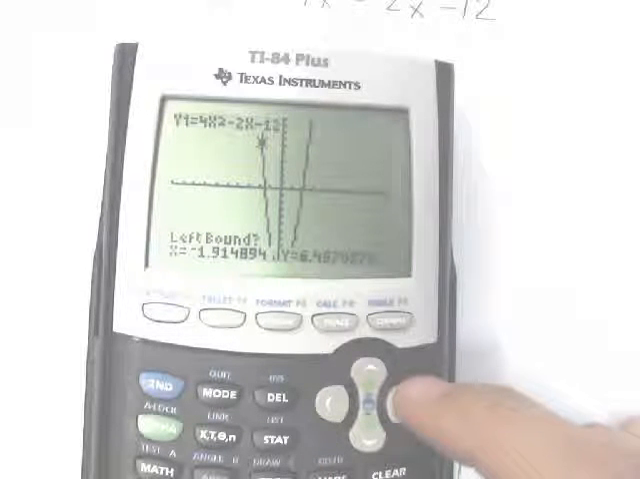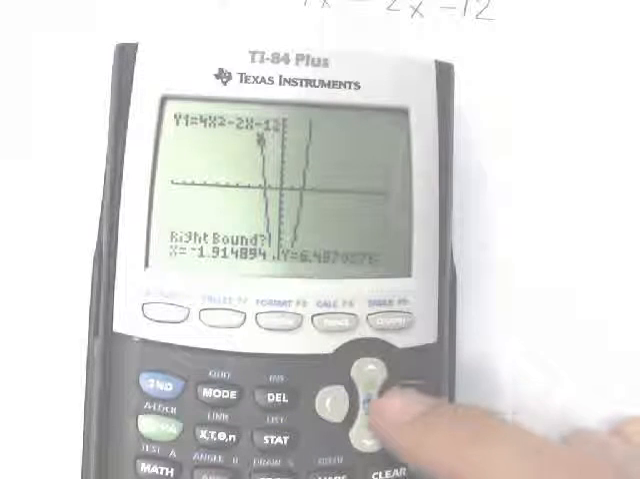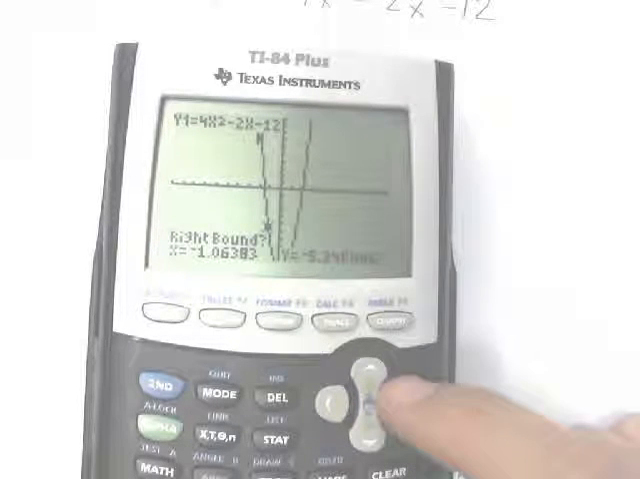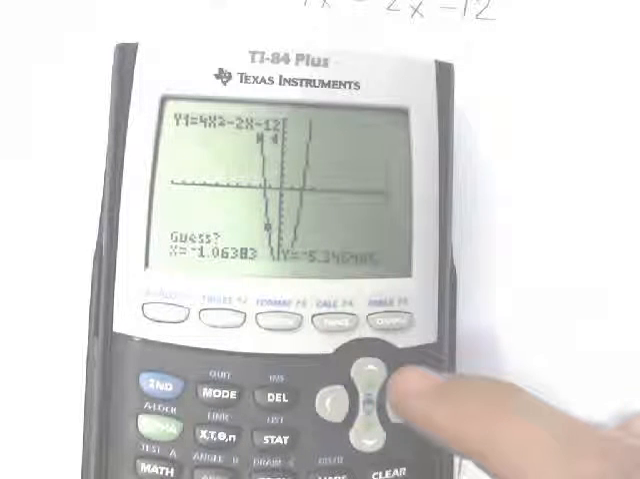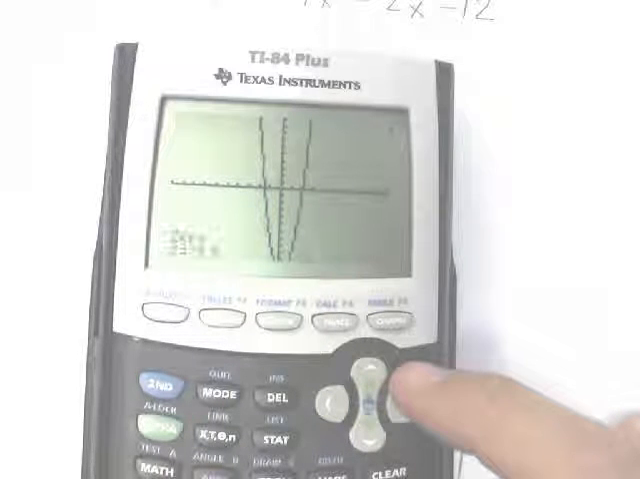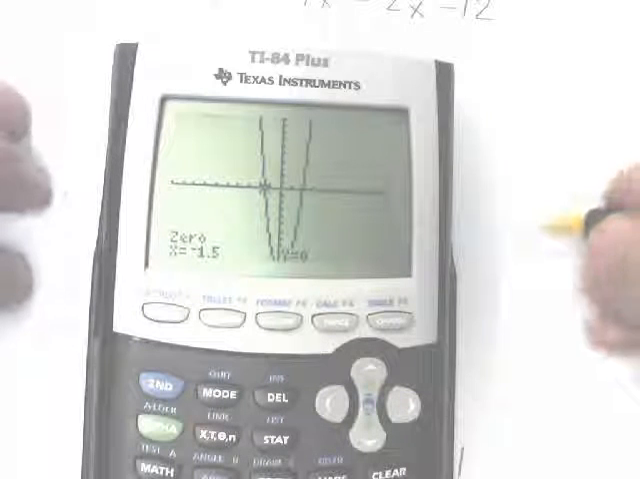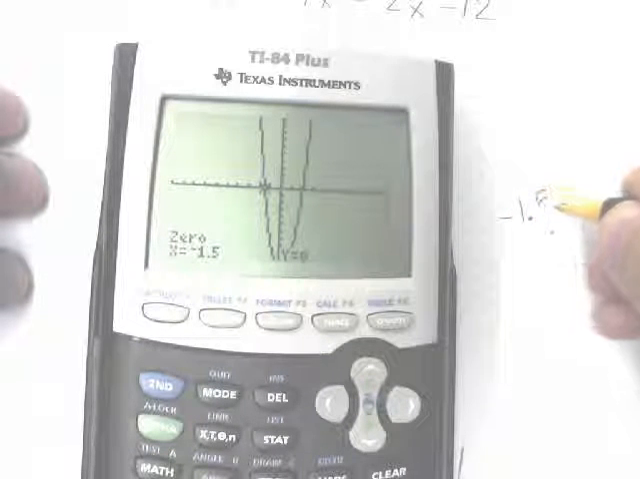When I'm certain I'm to the left of the value, I'm going to hit enter. Move to the right of the value. Now I'm to the right of the value. When I'm certain I'm to the right of the value, I'll hit enter again. Guess, please. There's one of my zeros at negative 1.5.